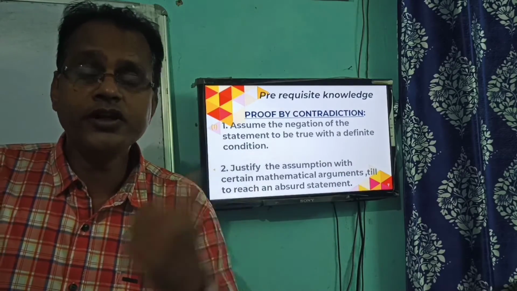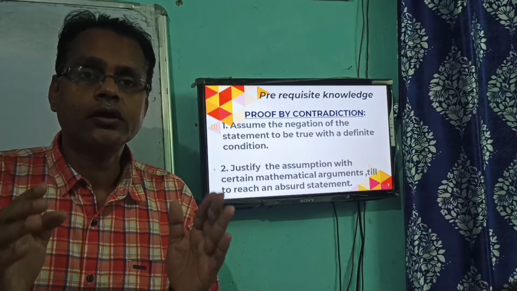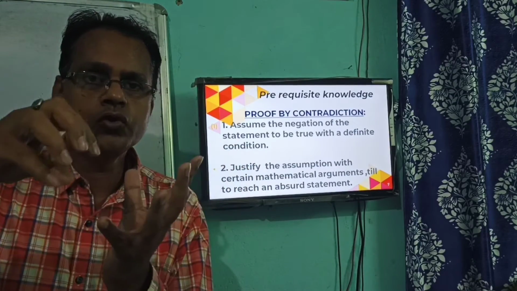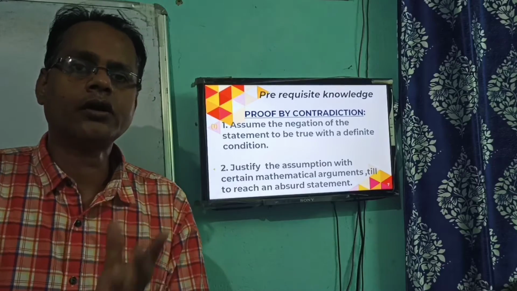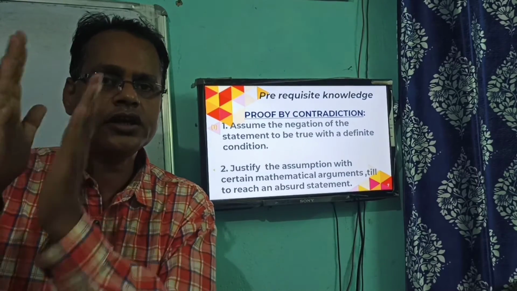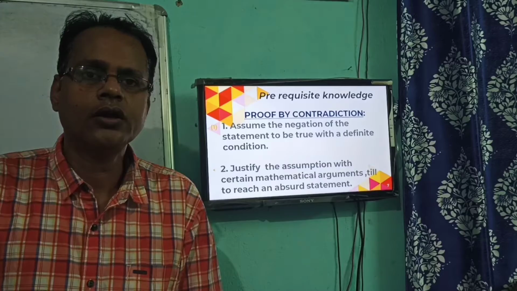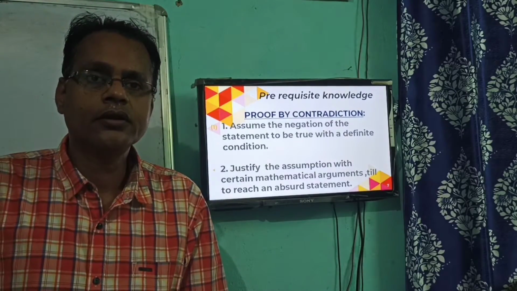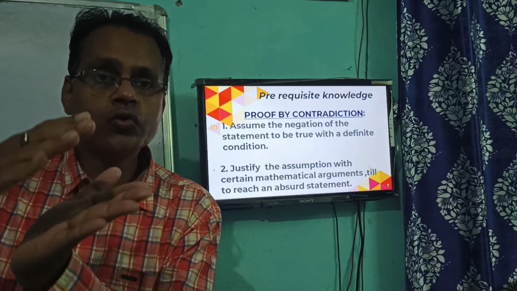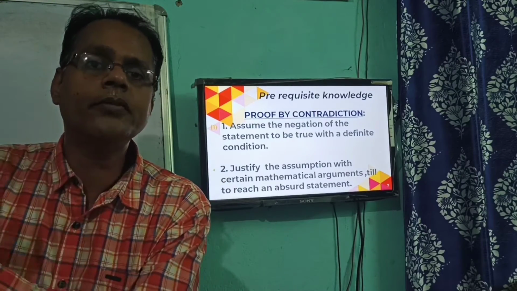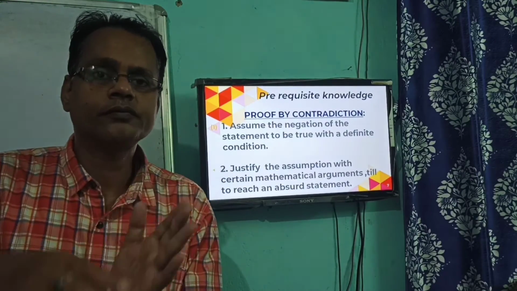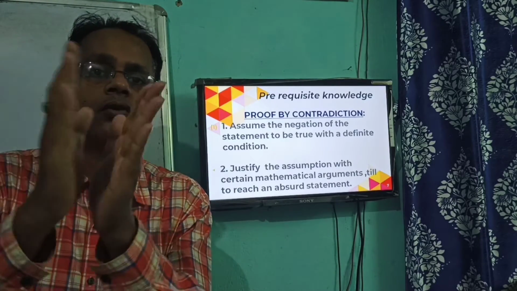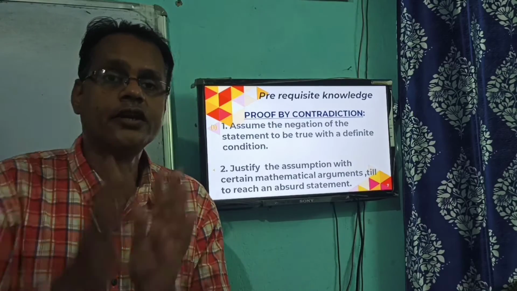What is the nature of solving that? You remember, we are assuming that root 2 is a rational number, which is a negative statement or a negation of your original statement. With a proper condition, what condition you have taken there? Let us assume root 2 is a rational number such that root 2 is expressed as p by q, where p and q are co-prime. This is your condition.